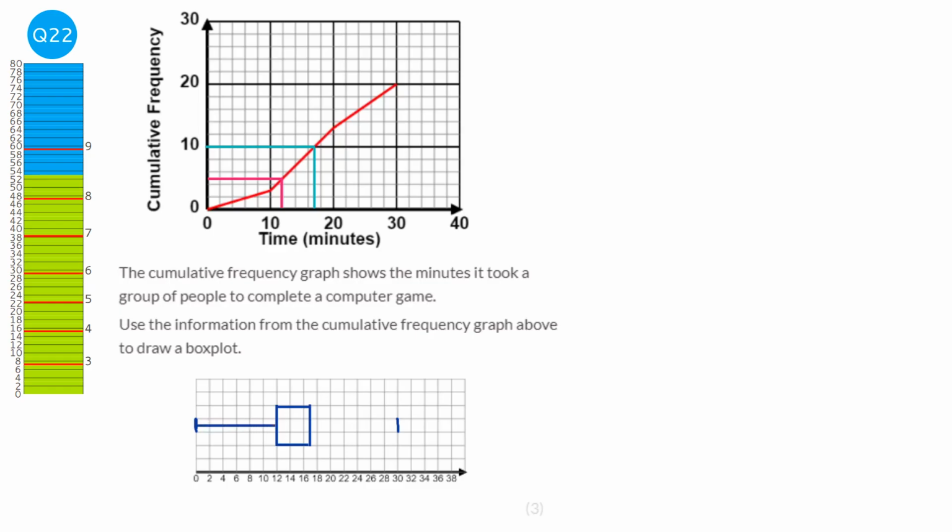And lastly, we need our upper quartile. And we do that by adding the 5 and the 10 together to make 15. So we'll draw a line across from 15 and down. And that's 23. So a line up from 23.